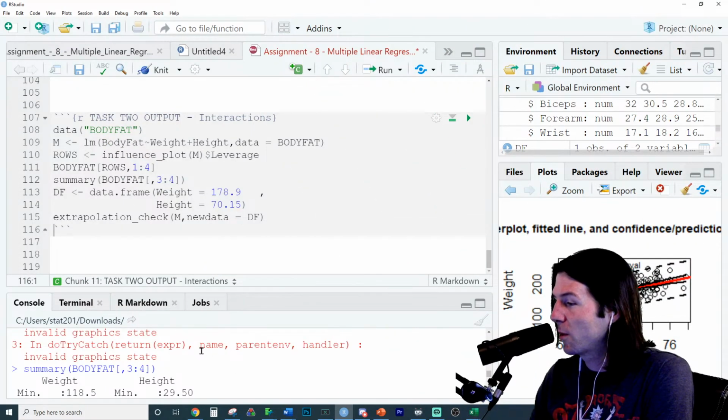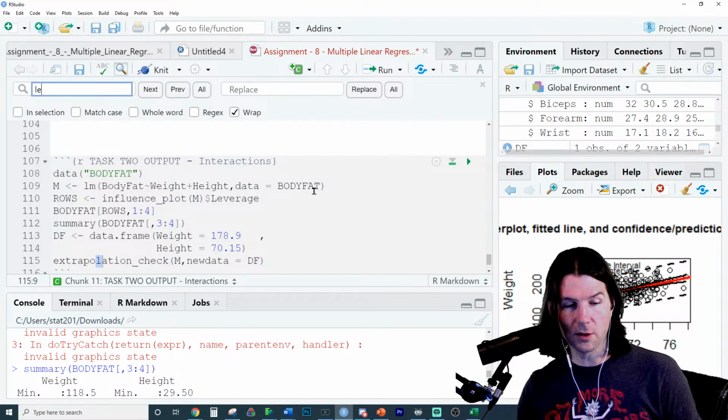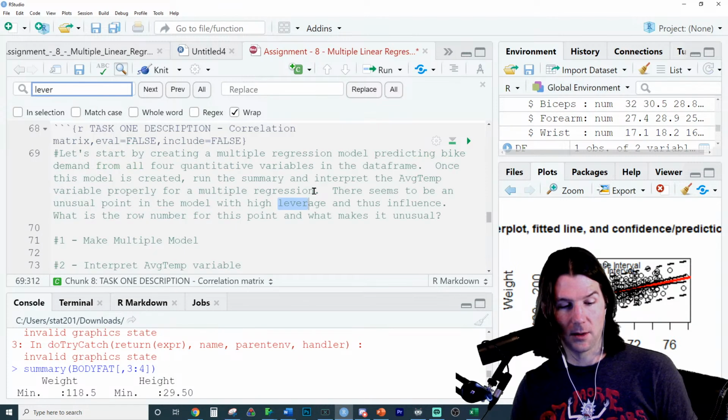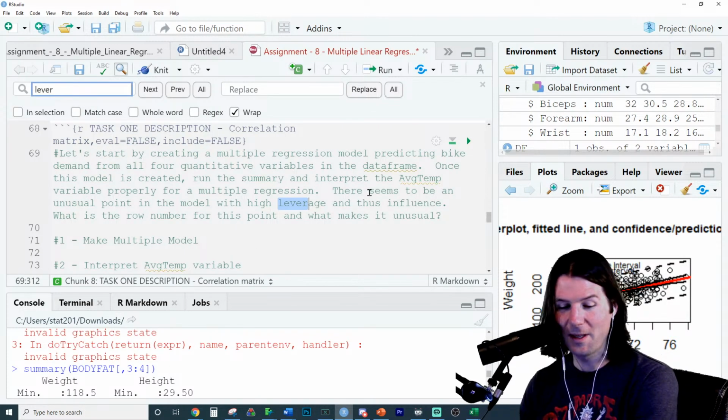Okay. Would you care to further explain what details to discuss about leverage in general? Let's Google some leverage. Okay, so we got leverage in here a few times. Task 1. There seems to be task 1, part 5.